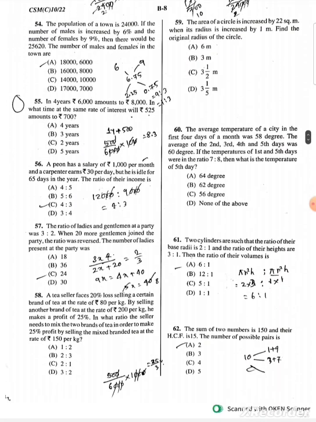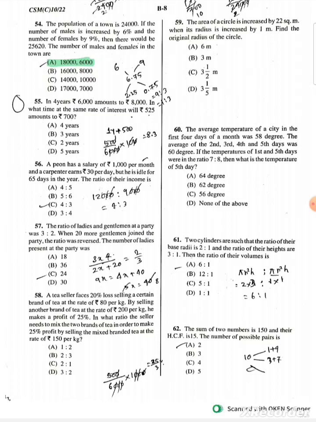The population of a town is 24,000. If the number of males is increased by 6% and the number of females by 9%, then there would be 25,620. The number of males and females in the town are option A, 18,000 and 6,000.